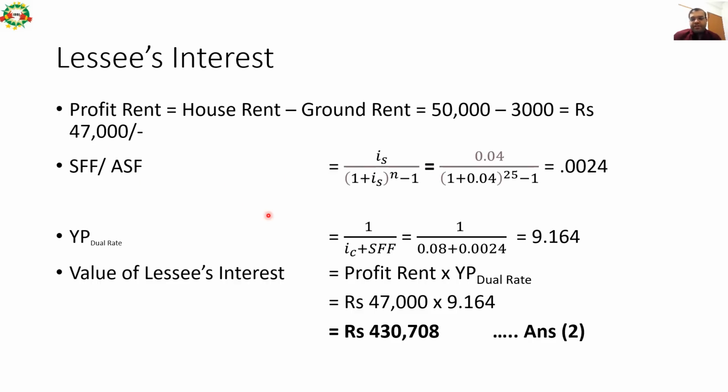Then we will calculate the year purchase dual rate. All the logic has been discussed in previous sessions. Please go through those video PPTs on how to calculate and derive these formulas. Then YP dual rate is 1 divided by (capitalization rate plus SFF). It gives us a year purchase of 9.6164. So the value of the lessee's interest is equal to profit rent into year purchase dual rate, which is 47,000 into 9.6164. It gives us the lessee's interest equal to ₹4,30,708. That is answer number 2.